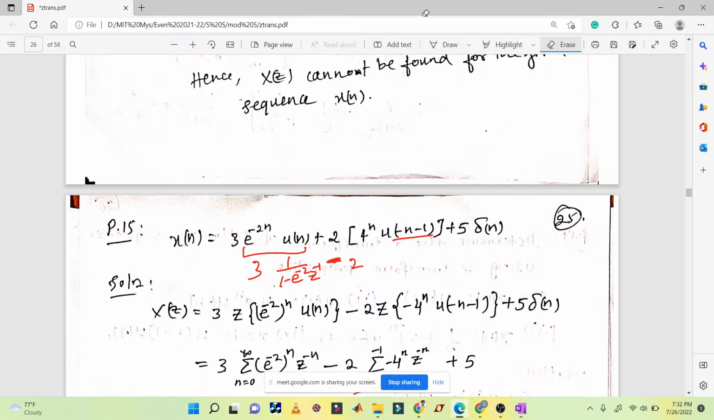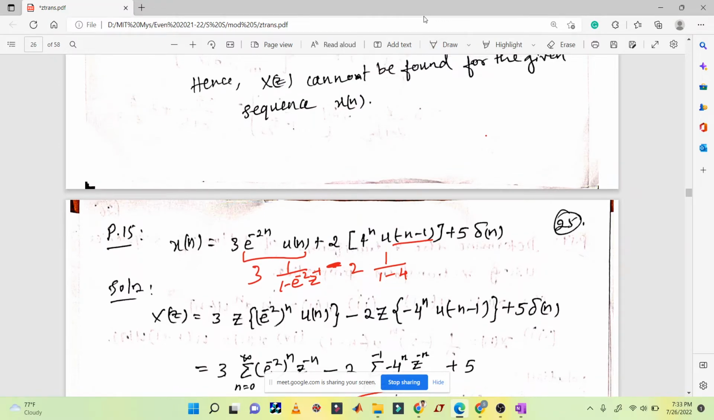Constant, right? The constant remains the same, and the reciprocal becomes 4. So 1 divided by 1 minus 4 to the power n. 4 to the power n means 1 minus 4 z inverse. So this is what we are going to get.